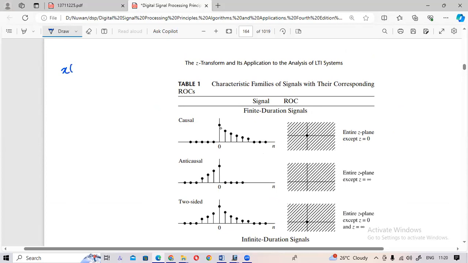It is somewhat like this. x[n] is equal to 1, 2, 3, and so on, with some finite number of values, 10 or 5 values, and this is the 0th sample. If we have this kind of signal, we have found the Z transform. We have found the Z transform of this kind of signal.